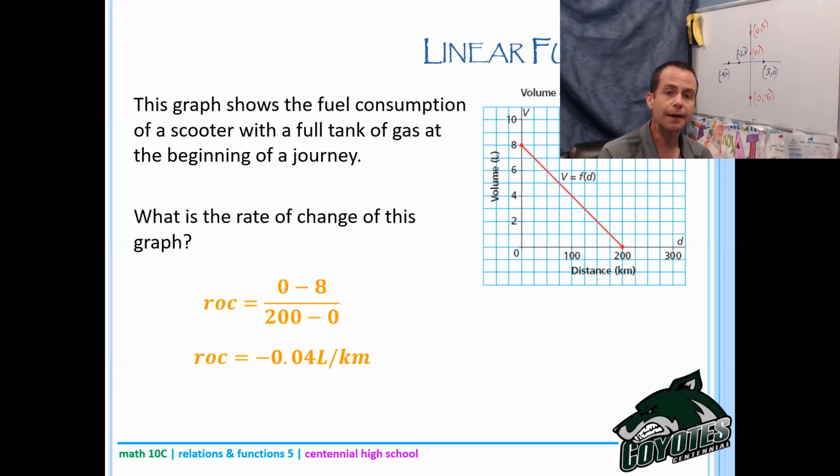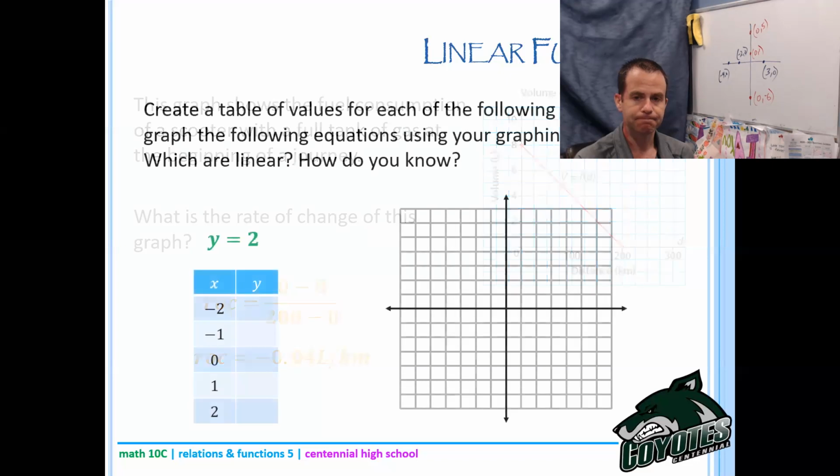Rates of change have to have units with them. In the next lesson, which starts the next unit, we'll talk about slope. And the fundamental difference between slope and rate of change is that slope doesn't have units and rate of change does. So rate of change is negative 0.04 liters per kilometer. That means every kilometer I drive uses 0.04 liters of gas.